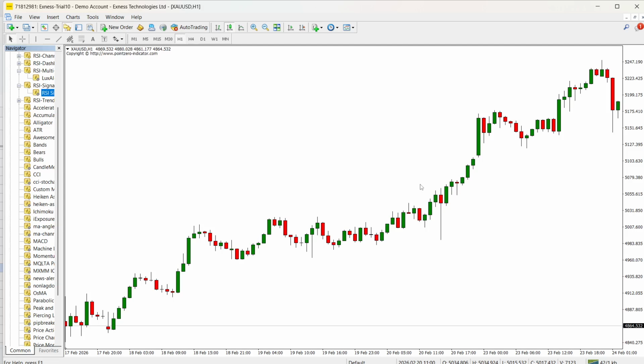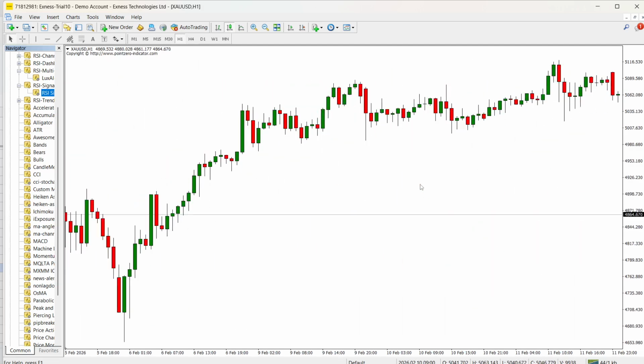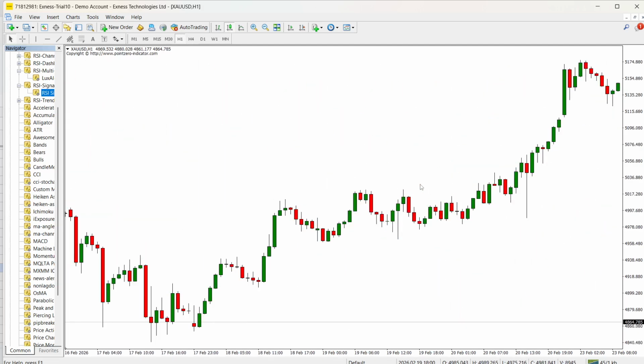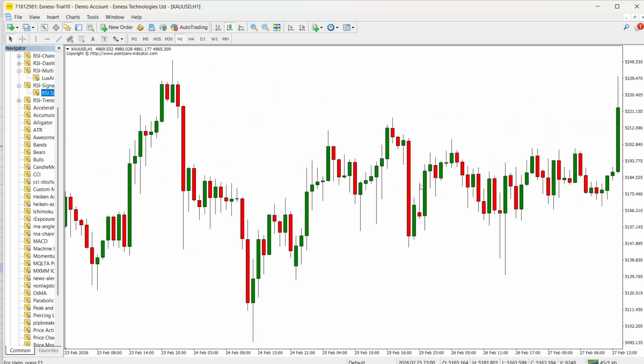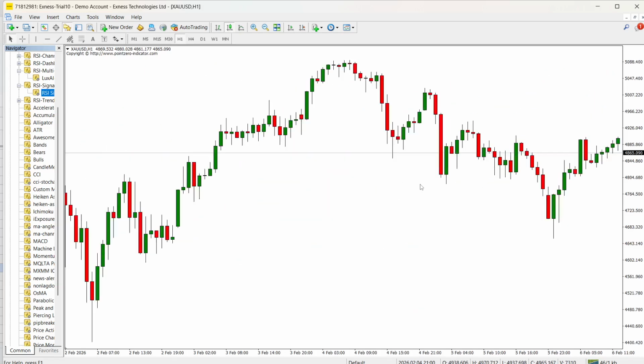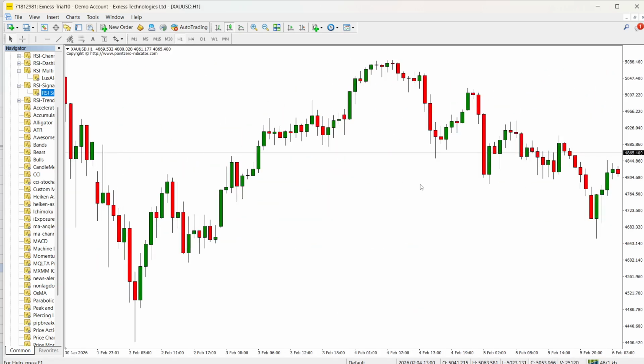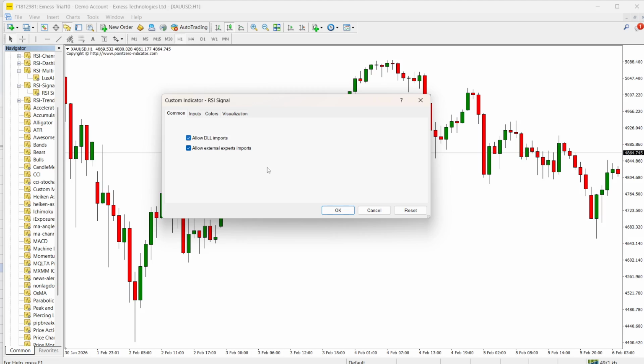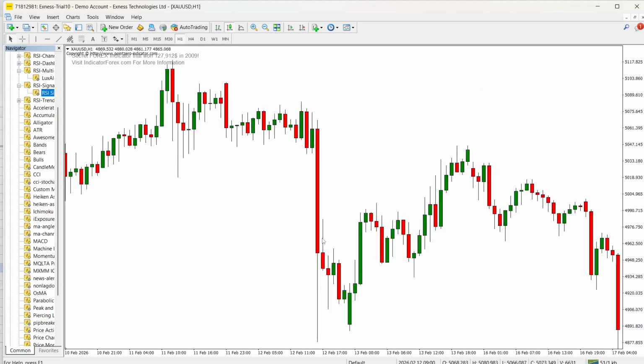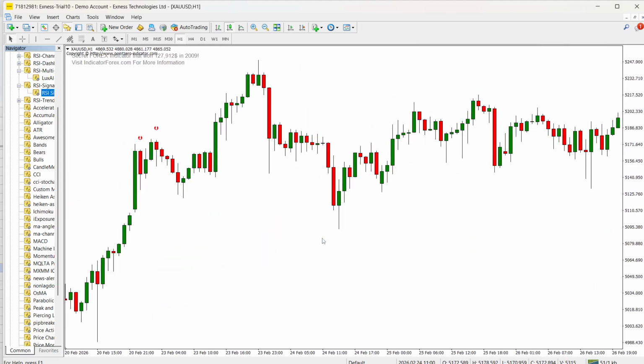This tool builds on the standard RSI by adding visual buy/sell cues and alerts, helping you interpret RSI behavior more clearly without constantly reading the raw oscillator line. At this point, I'll load the indicator on the chart so you can see how it looks in real time. Remember to allow DLL imports, and there we have it.